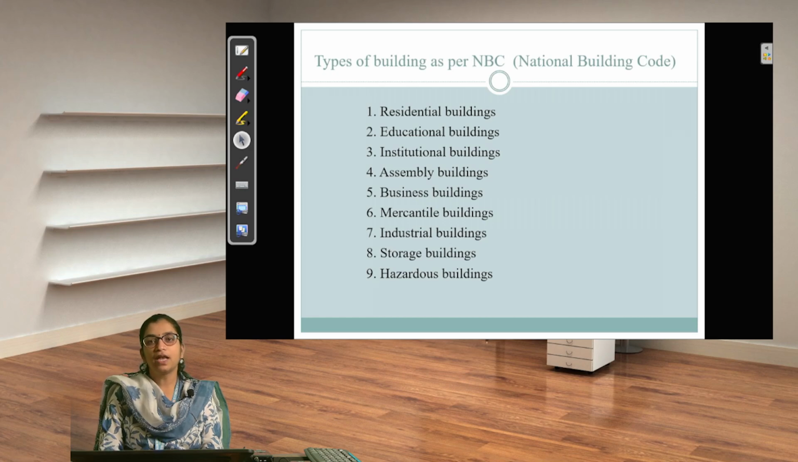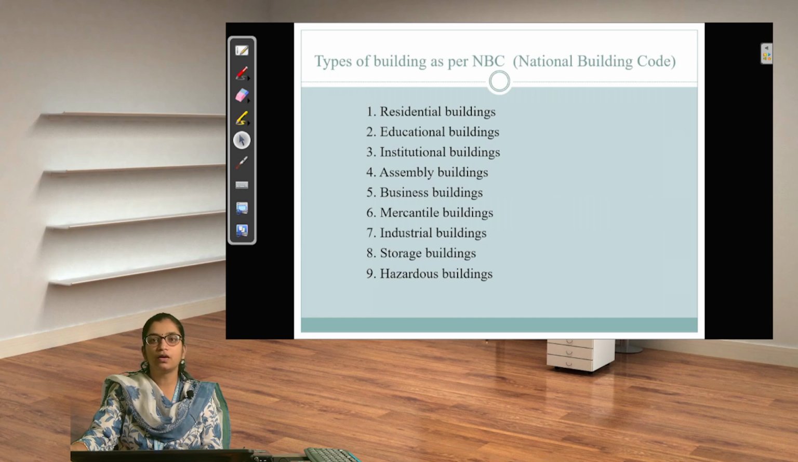So as per the NBC, there are 9 types of buildings. Types of building as per NBC, that is National Building Code, which is published by the Bureau of Indian Standards, which provides all the design related documents in that particular standard. So we will refer to that to construct any kind of building. As per NBC, there are 9 types of building. First is residential building, second educational building, third institutional building, next assembly building, business building, mercantile building, industrial building, storage building and hazardous building.